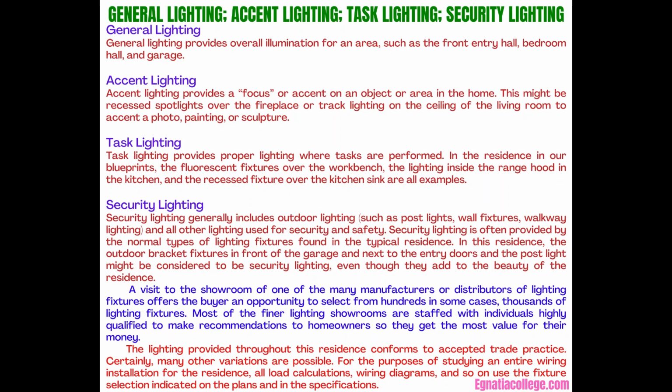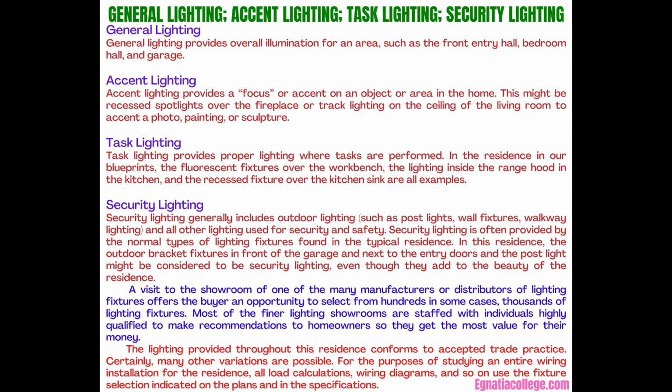Security lighting is often provided by the normal types of lighting fixtures found in the typical residence. In this residence, the outdoor bracket fixtures in front of the garage and next to the entry doors and the post light might be considered to be security lighting, even though they add to the beauty of the residence.